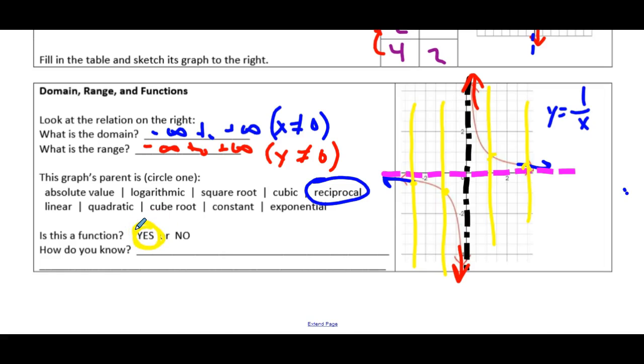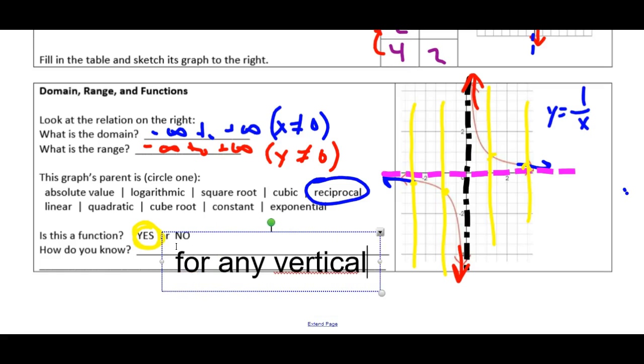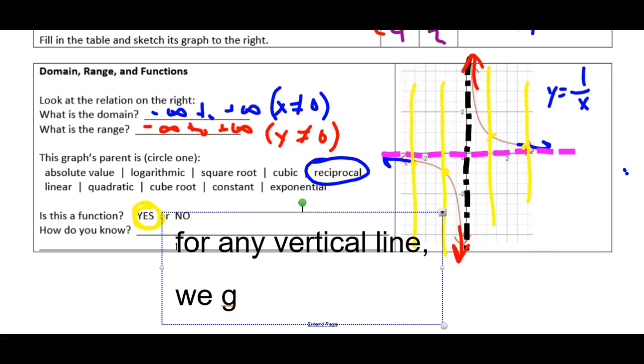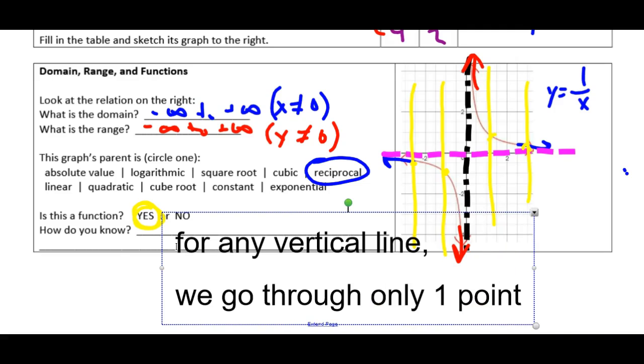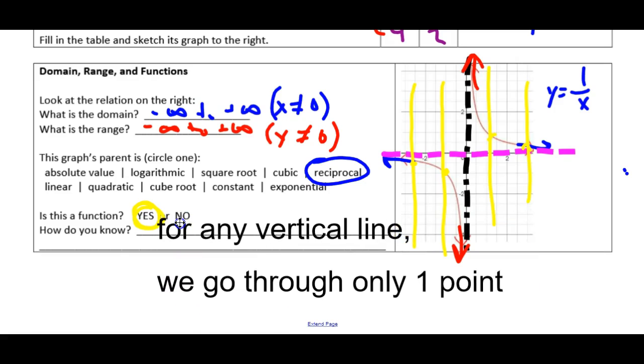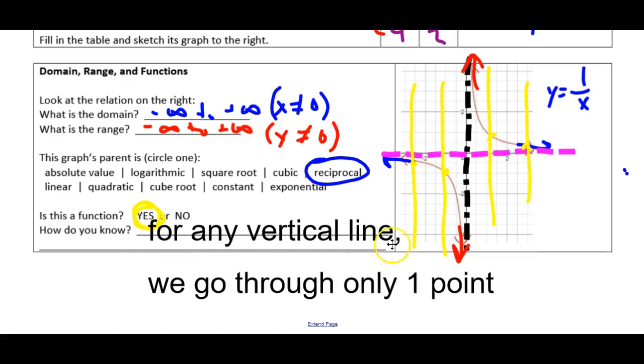Yes, it is. And the reason is that for any vertical line, we go through only one point. So that's what you need to know with that. For any vertical line, we go through only one point. And that's it for the first page.